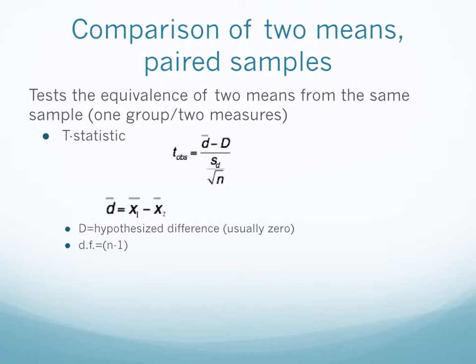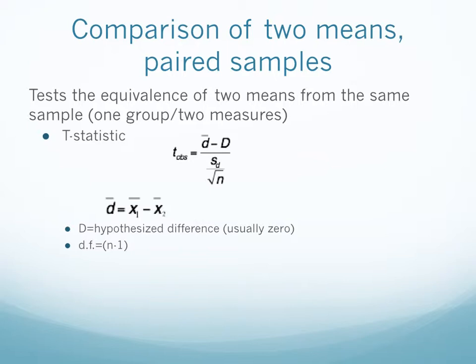Now I turn to a different type of t-test, which again is comparing two groups. Now they're paired samples rather than independent samples. And paired samples almost always means that it's the same group. So the scores are paired. So you've got John's score on one measure and John's score on another measure. And you've got Mary's score on one measure and Mary's score on another measure.